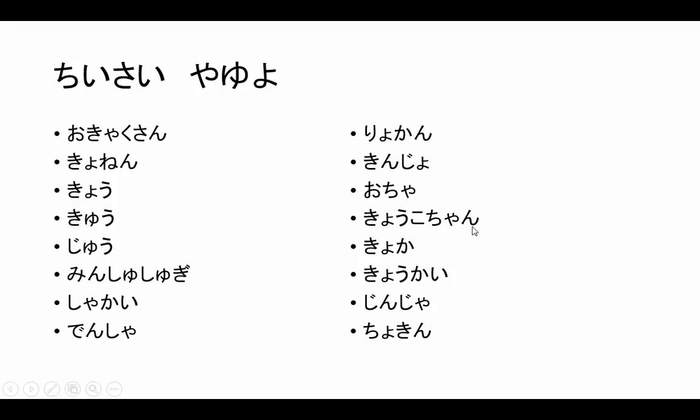Kyoko-chan. Kyoko-chan. That sounds familiar. It's the girl's name. The chan ending is like an affectionate diminutive. So like you have a little niece whose name is Kyoko, you might call her Kyoko-chan. Yeah, it sounds very cute.